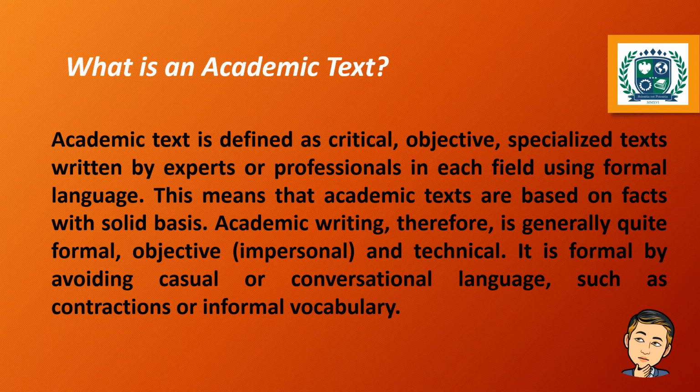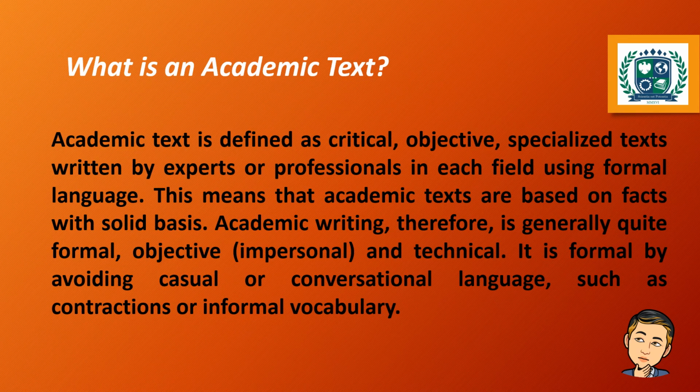Let's talk about academic text. What is an academic text? Academic text is defined as critical, objective, specialized text written by experts or professionals in each field using formal language. This means that academic texts are based on facts with solid bases. Academic writing, therefore, is generally quite formal and objective or impersonal and technical.